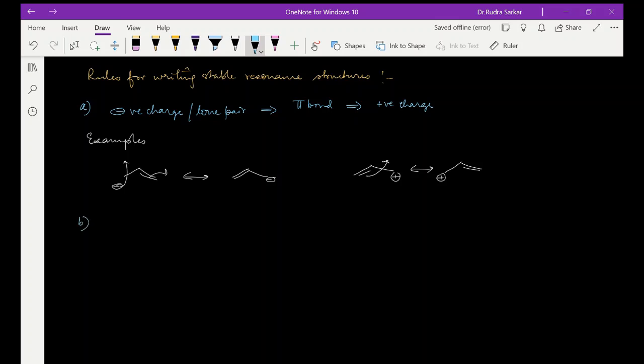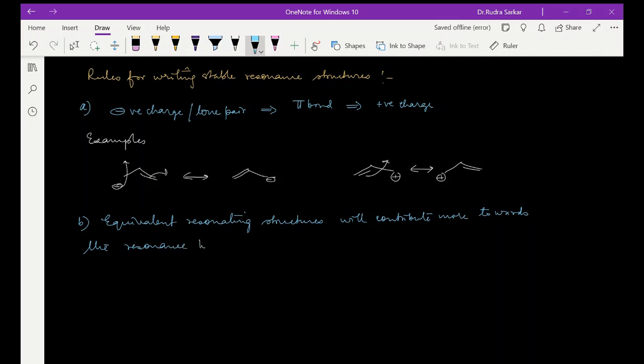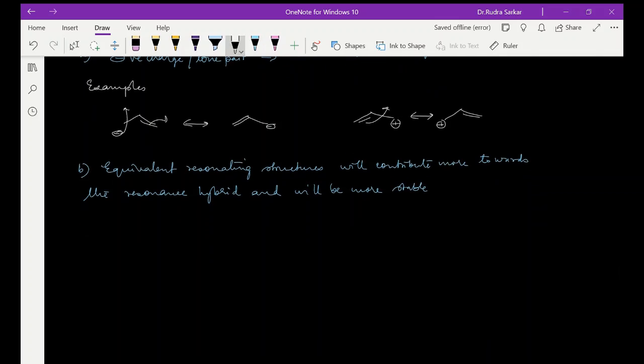In rule B, we will say equivalent resonating structures will contribute more towards the resonance hybrid, and will be more stable. Okay, what are the examples?